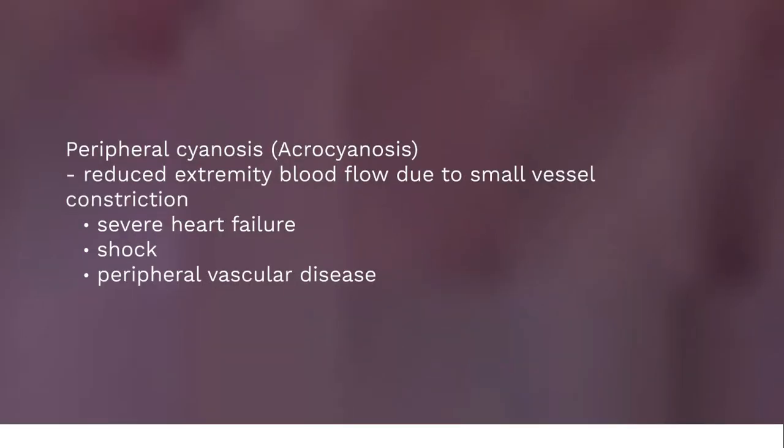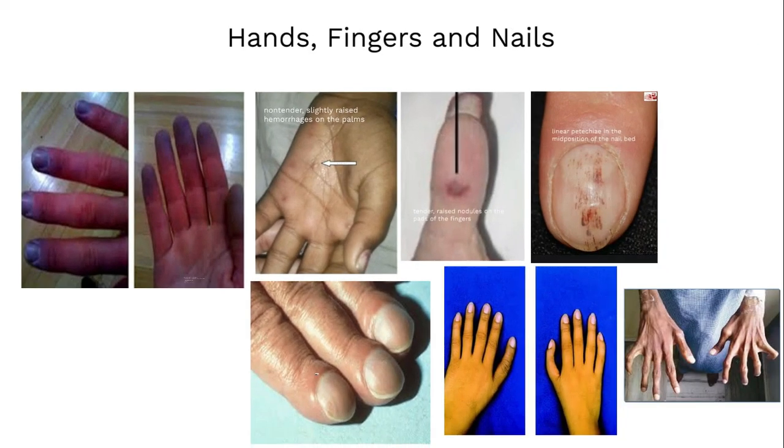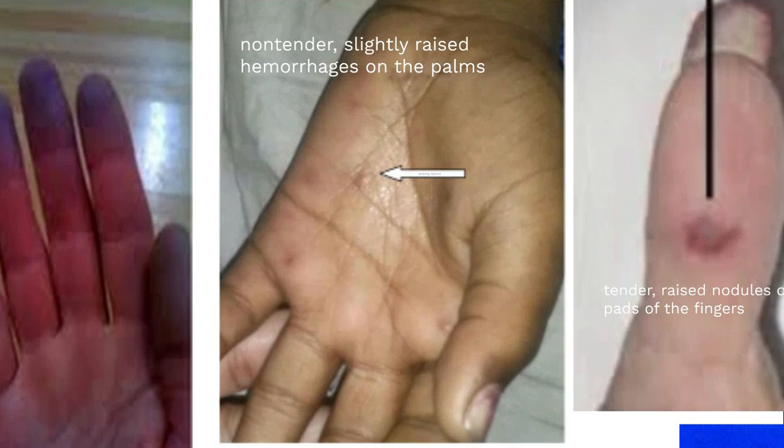There's peripheral cyanosis, what we call acrocyanosis, which is due to a lower flow to the extremities. Okay, for the non-tender, slightly raised hemorrhages in the palms, this is what you call Janeway lesions.